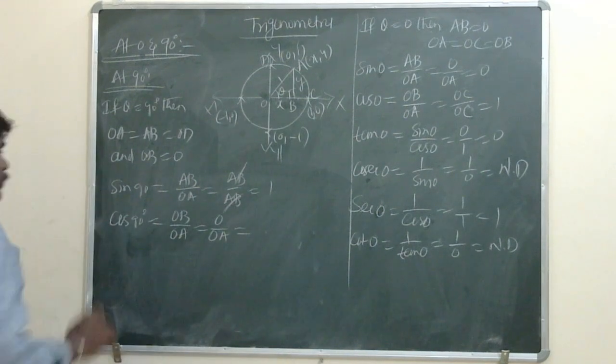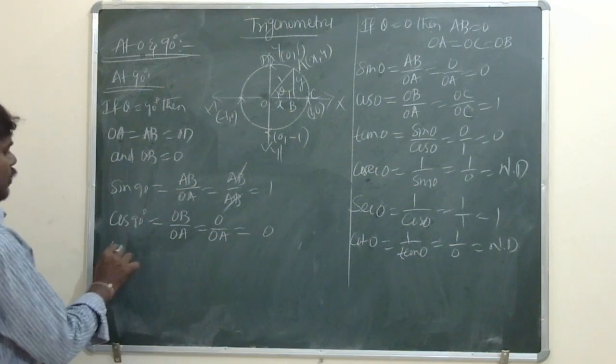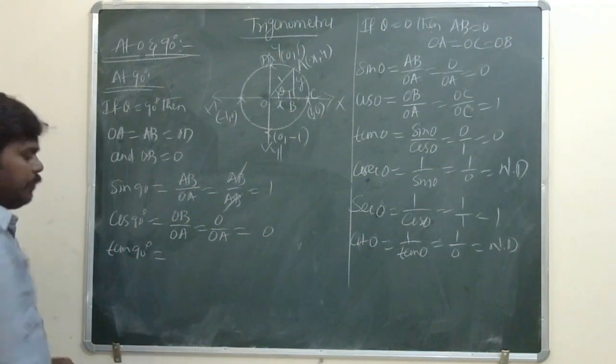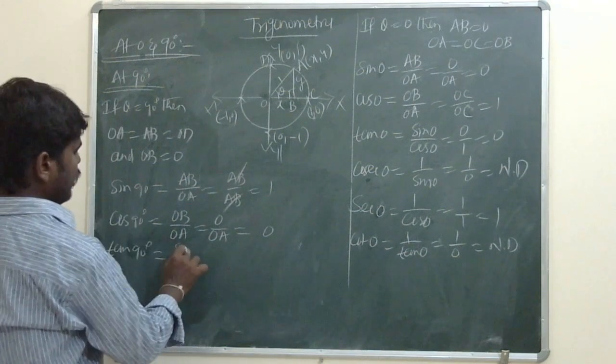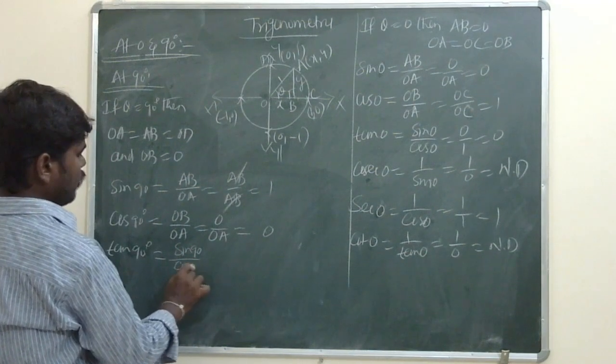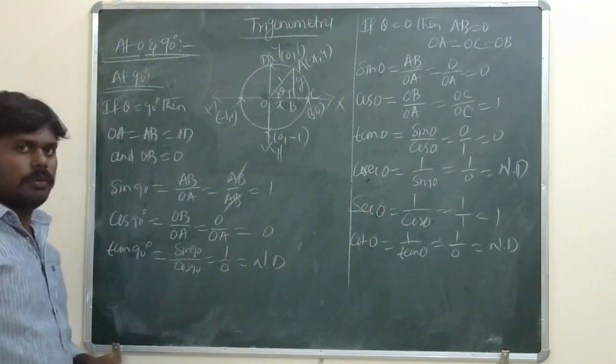So OA by OA is nothing but 0. Next, tan 90. Tan 90 means sin by cos, so sin 90 by cos 90. So 1 by 0 means here again not defined, denominator 0.